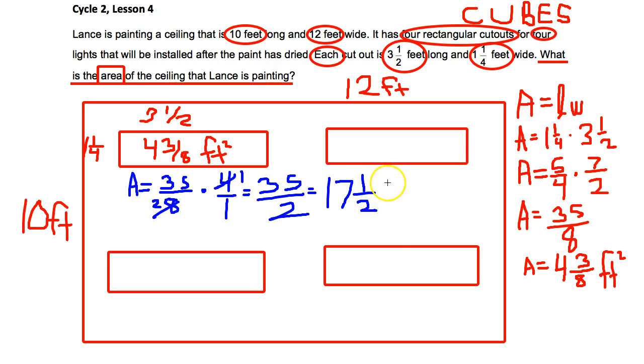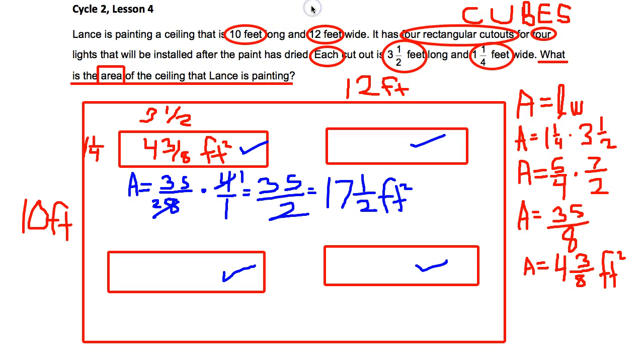Okay, so 17.5 feet squared is the area of all 4 of these. So I've got this area, and this area, and this area. The 4 of them combined, I have represented by this amount here, 17.5 feet squared. Now let's go ahead and finish it up.